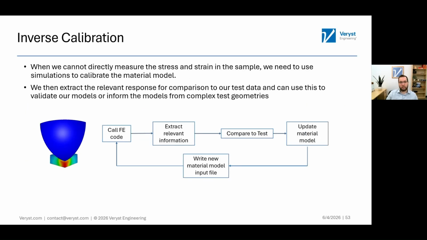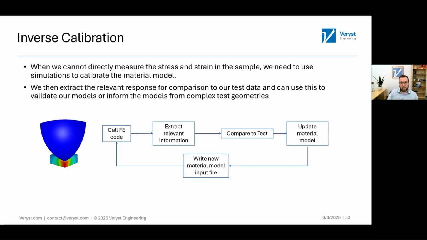If you don't have an analytical solution to the problem, such that it can't be described either by that analytical solution or by the one element problem, then you have to think about using inverse calibration. In this, rather than having that analytical solution or the single element, you replace that with the full finite element model of your test.